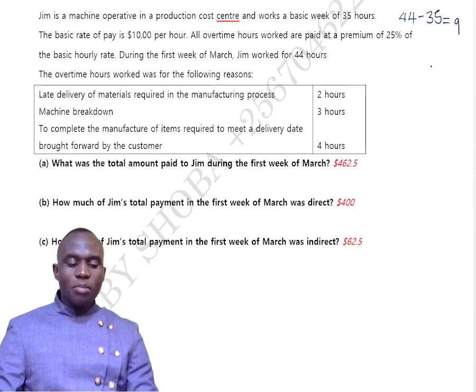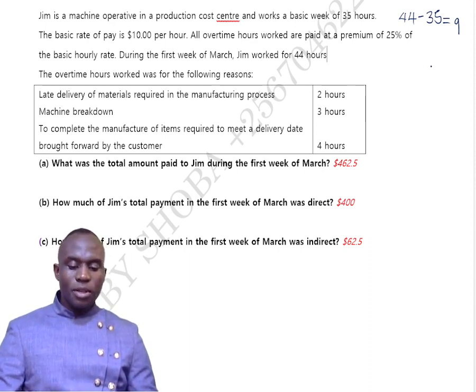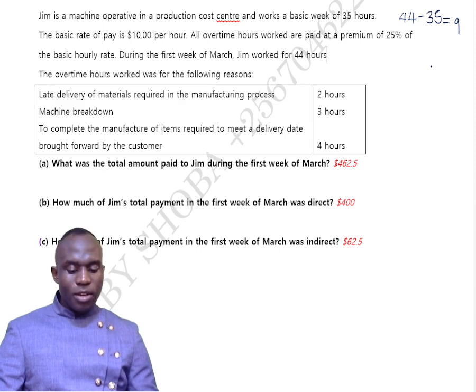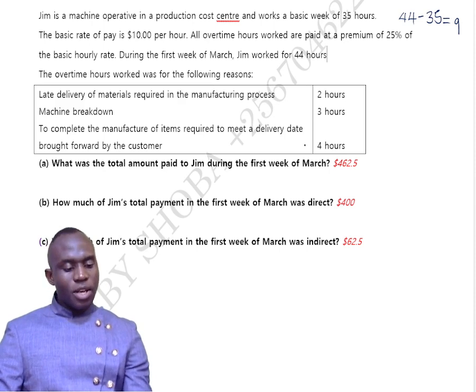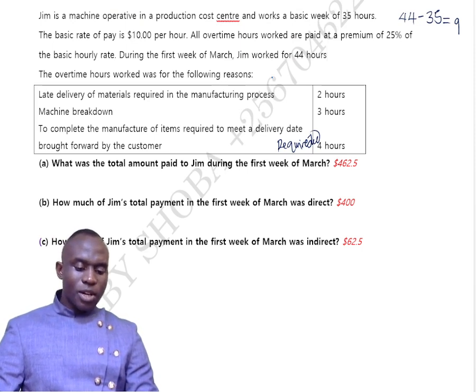Next one, it is machine breakdown. So power went off or the machine had broken down. It means this person was not actively producing units for 3 hours. Then the last one, why we worked overtime: to complete the manufacture of items to meet the delivery date brought forward by a customer. So now these 4 hours, it is time that was requested by a customer. That time was requested by a customer.